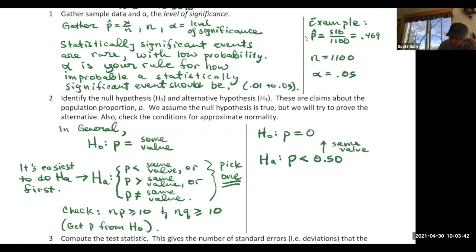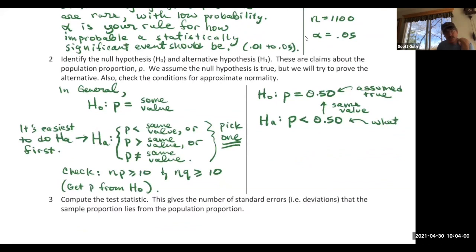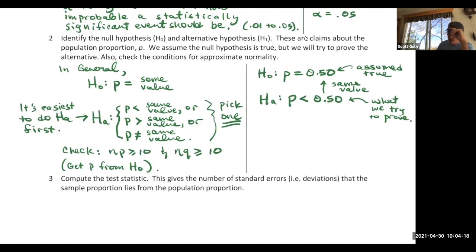So you put in a 0.50. This is what we assume to be true. But the alternative is what we try to prove. Just like in the jury trial, you assume the person's innocent, but then the whole trial is about proving guilt. And for us, guilt is the alternative hypothesis. Any questions?